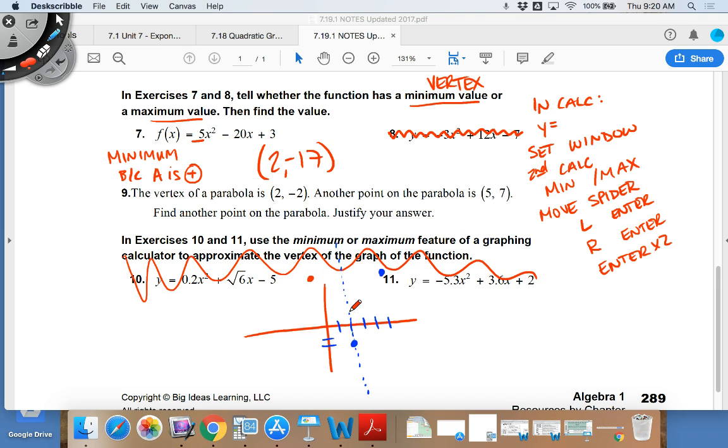Now, without drawing a legit graph, how can I find that point? Well, from the axis of symmetry line, how far to the right is 5, 7? It's 3 away, right? So if I go 3 in the opposite direction, what would the x value be? Negative 1. And because it's mirrored, I know my y value would be 7.